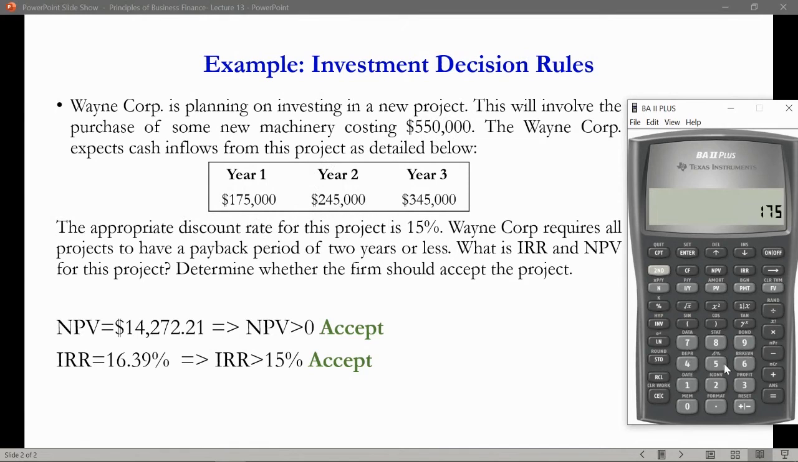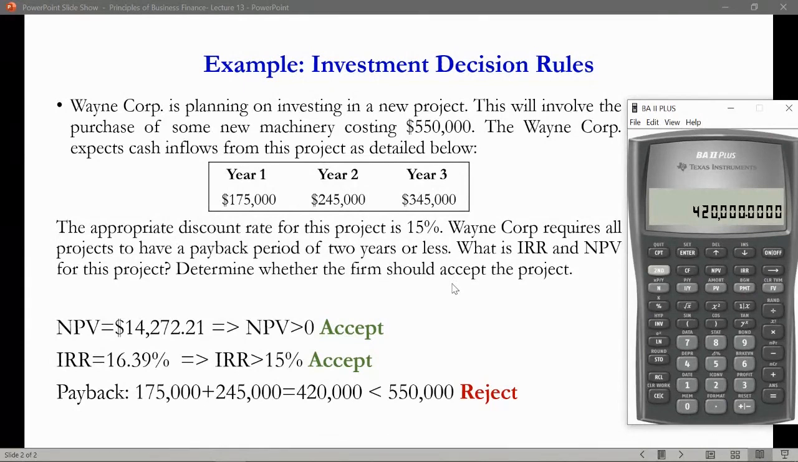So 175,000 plus 245,000 would be $420,000. This is still less than our initial investment. So this project does not pay back its initial investment in 2 years or less. So using the payback rule, our decision is to reject this project.